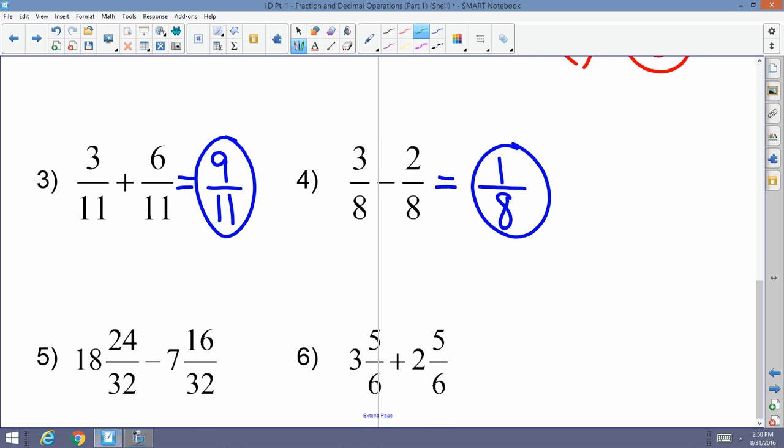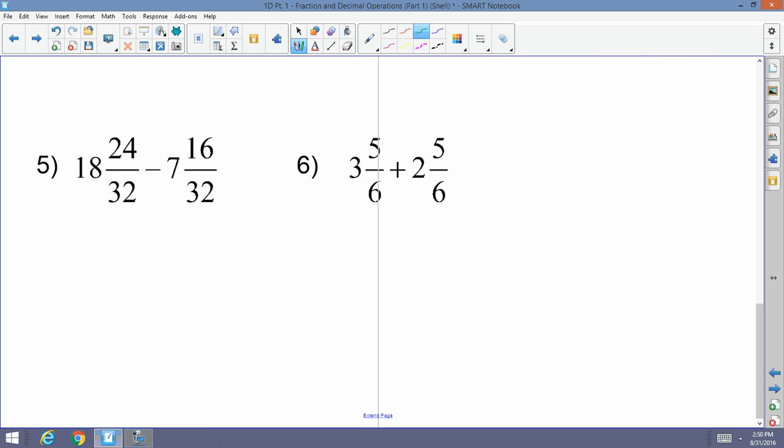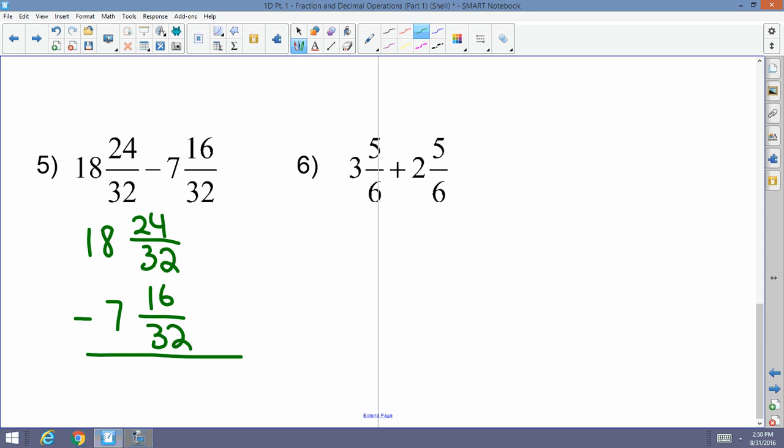And for number 5, we got some mixed numbers here. We got 18 and 24/32 minus 7 and 16/32. If you want to, you can go ahead and write mixed numbers vertically if it makes your life easier. If you can see the process easier, then I have no problem with that. The whole point is for you to learn.